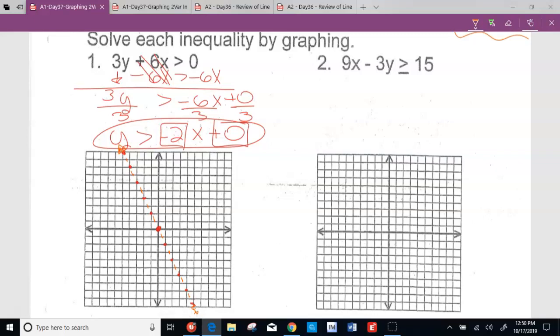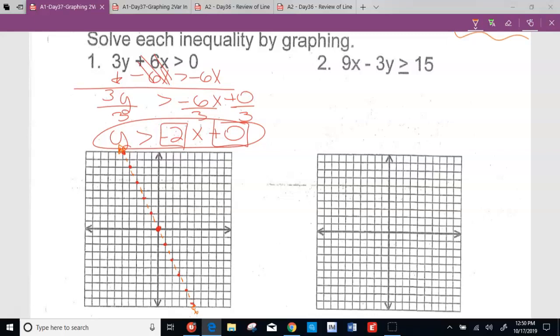Now, we have to figure out what side of this line has all our good answers. The whole point of this lesson is that once you make a line, the line divides up your grid into two sections. Usually a left and a right, sometimes maybe a top and a bottom. Here we have a left-hand section and a right-hand section, but we don't know where all the right answers are. So what we're going to do is pick a point.